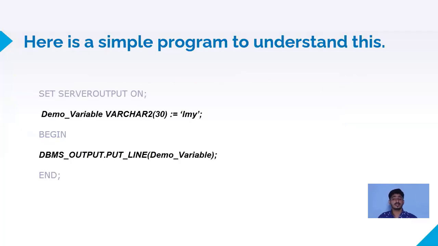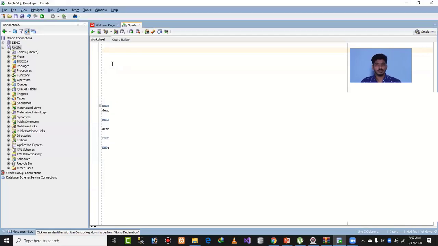So here is a simple program to understand this. Initializing right after declaring in the declaration section. I will show you in practical. So now another example, initialization of a variable. Here I show you the program, an example of variable initialization. Let's see.